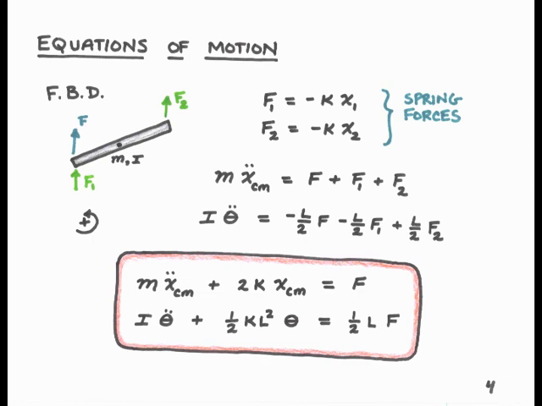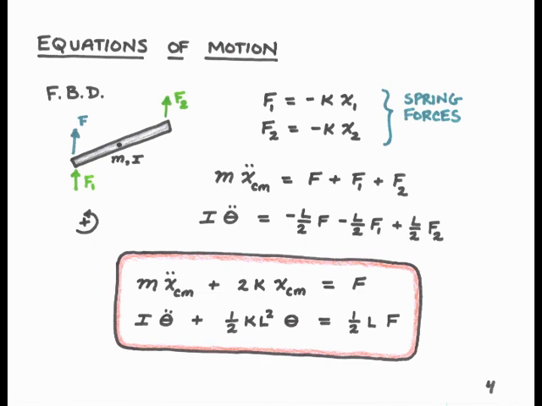And then I have a separate equation for rotation about the center of mass. And that's going to be I, the moment of inertia, times theta double dot, the angular acceleration. And that's equal to the sum of the moments acting about the center of mass. That will be minus L over 2 times F, minus L over 2 times F1, plus L over 2 times F2. Only F2 is providing a positive moment about the center of mass. The others provide a negative moment. And the positive direction for moment, of course, is counterclockwise, which is the positive direction for the angle theta.